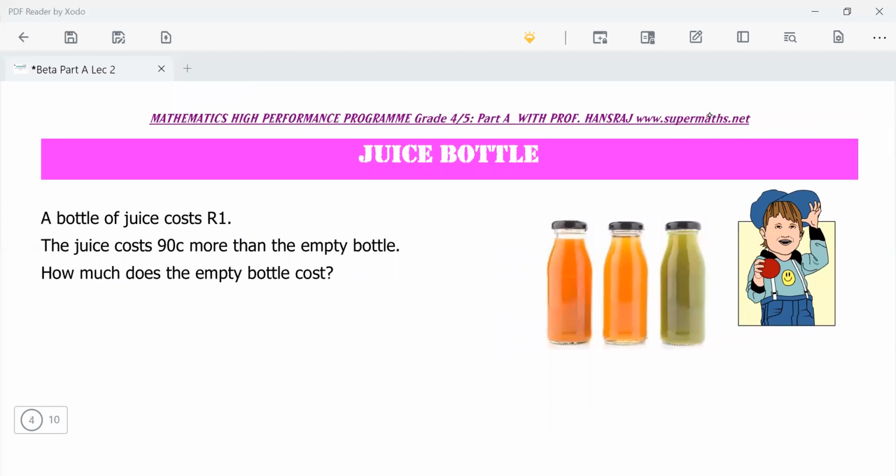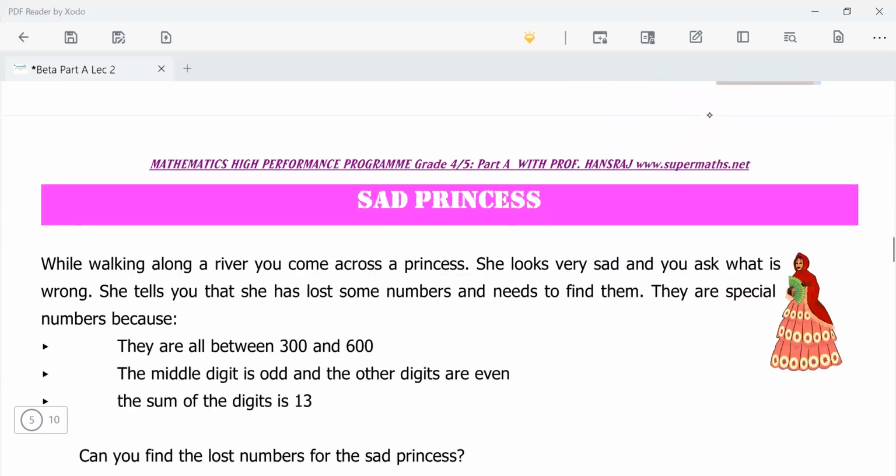Juice bottle. A bottle of juice costs 1 rand. The juice costs 90 cents more than the empty bottle. How much does the empty bottle cost? Think about this very carefully. Be very careful. It does not say that the juice costs 90 cents. No. In that case, the bottle will be 10 cents. It says the juice costs 90 cents more than the bottle. How much does the empty bottle cost? Well, I'll leave you to figure that out.